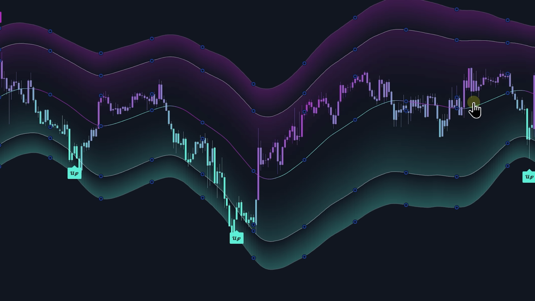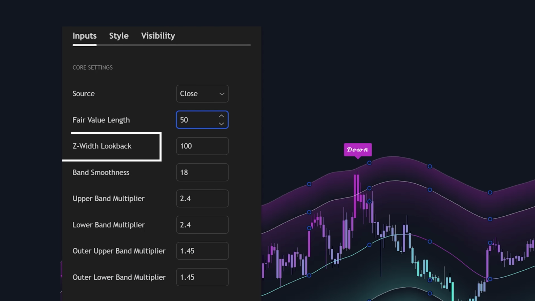Next, we have the Z-width lookback. This determines how much historical data is used when calculating the deviation-based parts of the band width. Increasing this value makes the bands more stable because the indicator is comparing current volatility with a larger amount of history. However, it also means the bands will respond more slowly when market conditions suddenly change. Reducing it makes the bands adjust faster.